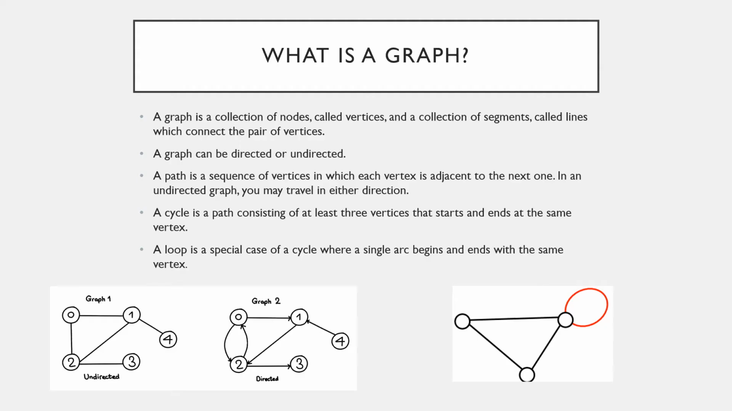Graph traversal. What is a graph? A graph is a collection of nodes called vertices and a collection of segments called lines which connect pairs of vertices. A graph can be directed or undirected.